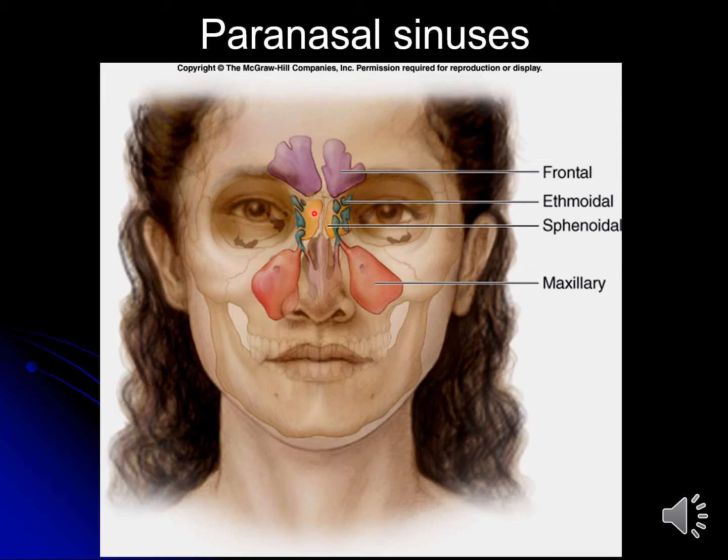Then deeply in the lateral view, we can appreciate the sphenoidal air sinus in yellow color. Again, it is separated in between by a thin plate of bone. And then there are small pockets of air cells present. These are ethmoidal cells or ethmoidal air sinuses. Generally, we name them as ethmoidal air cells.